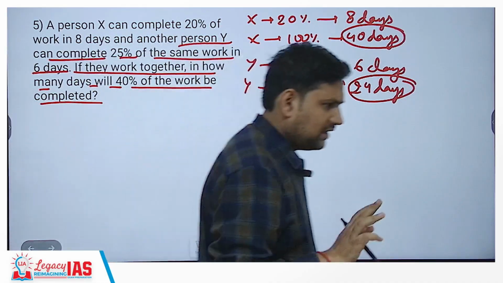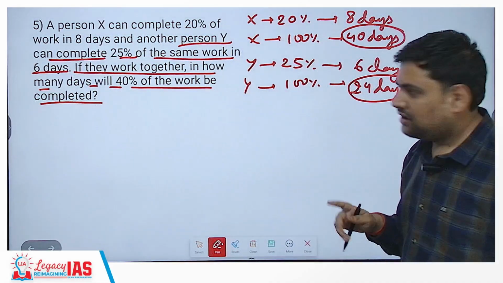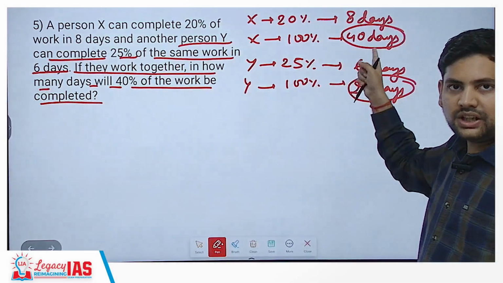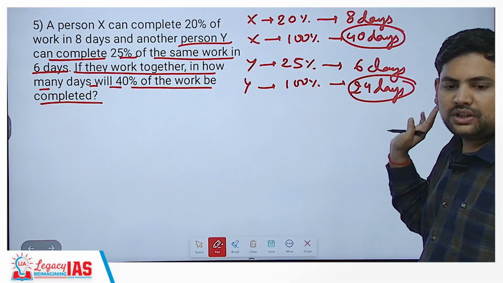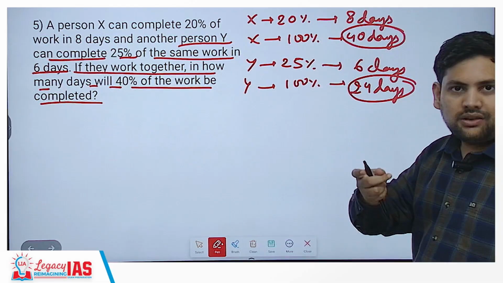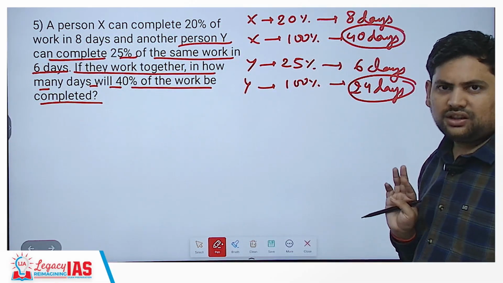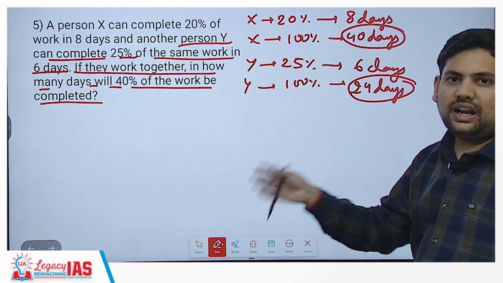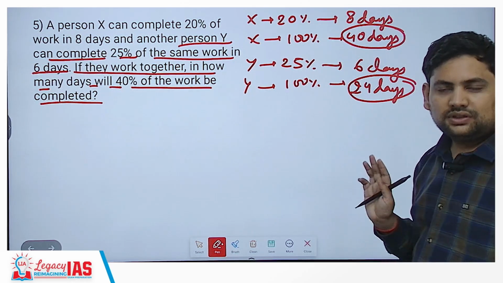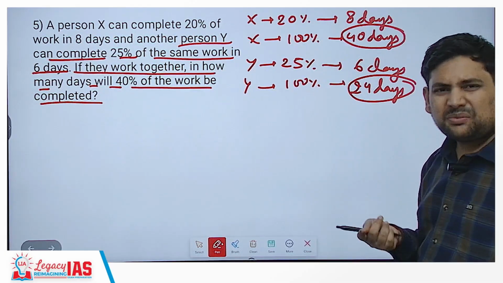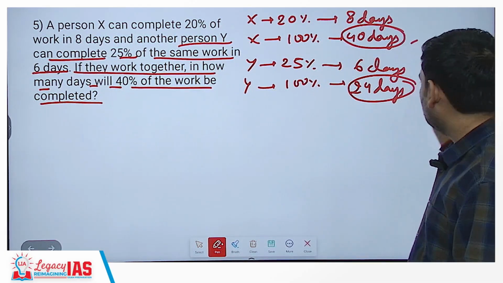Okay, wait. First, let's calculate. Now we have got how much time X takes to complete the entire work, and how much time Y takes to complete the entire work. We can simply find out first, if X and Y work together, in how many days they can complete the work. Then 40% of that we'll take, and we'll get the number of days it will take to complete 40% of work. So this is 40, this is 24.